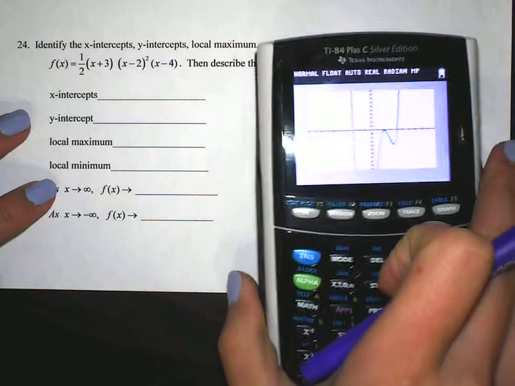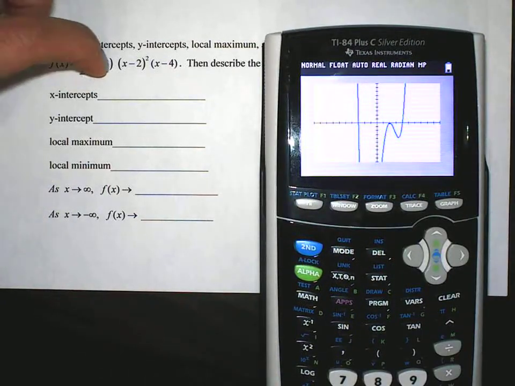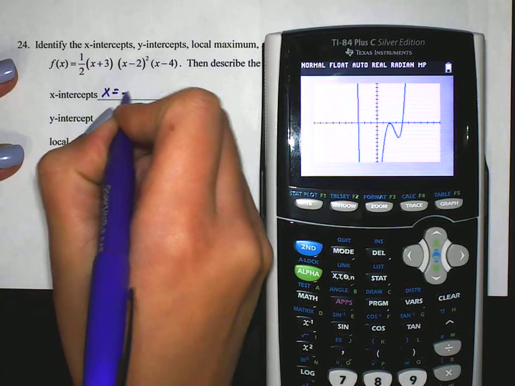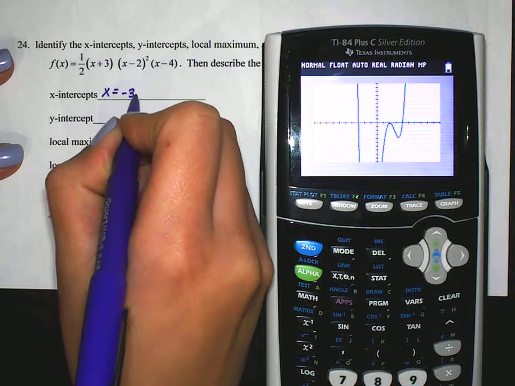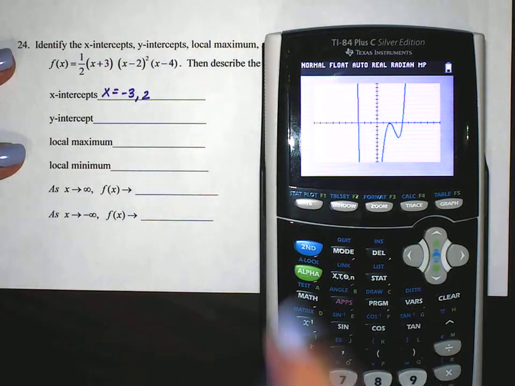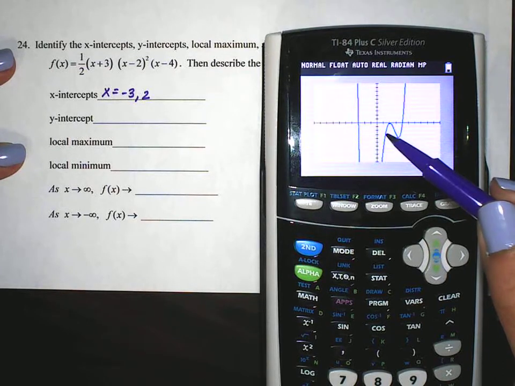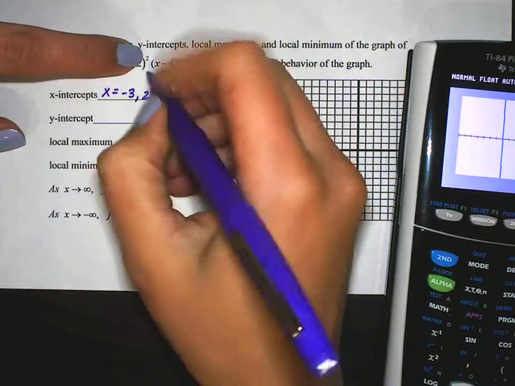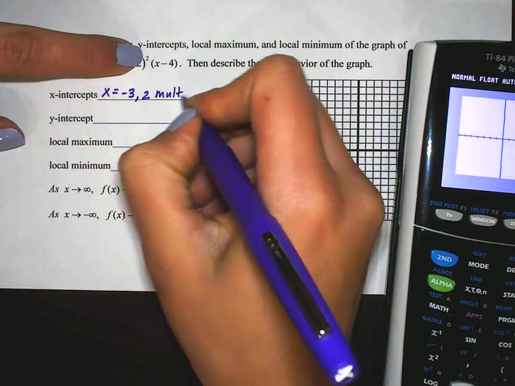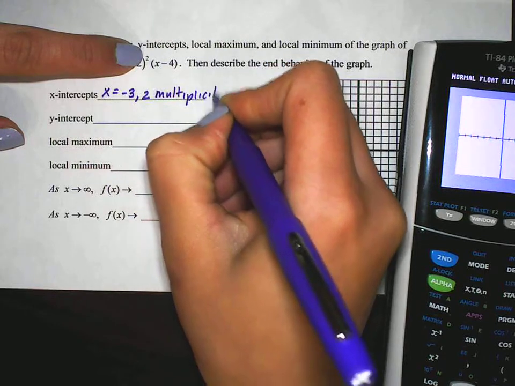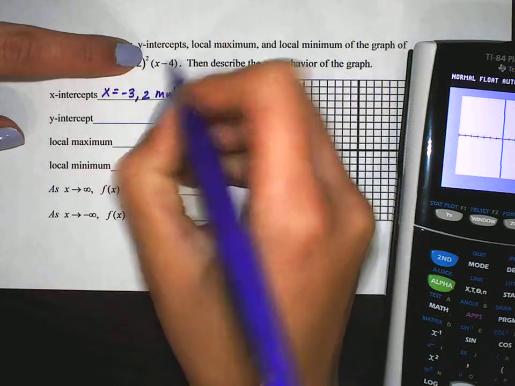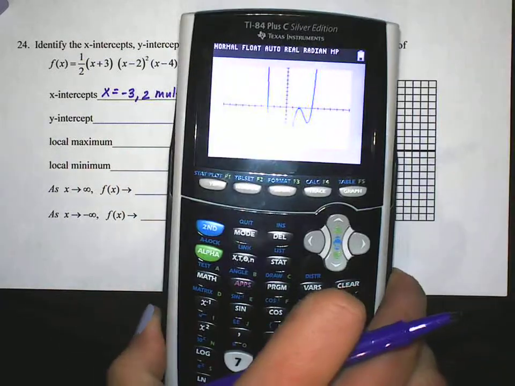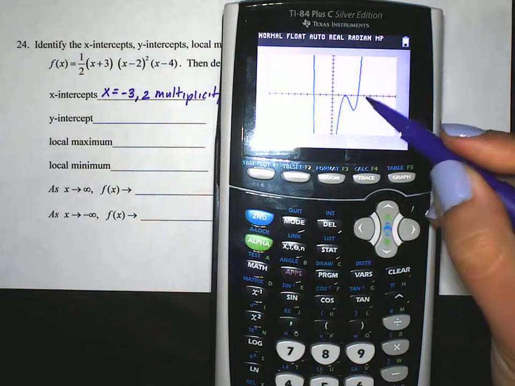Remember x-intercepts, there's tons of different ways you can do it. Since it's in factored form, you set each of these factors equal to 0. So x equals -3, x minus 2 equals 0, so x equals +2. And the thing with +2 is if you look at your graph, it bounces. So that's an even multiplicity. It has a multiplicity of 2. Okay, so I'm going to put multiplicity of 2. And I also have, if I set x minus 4 equals 0, I get 4. You can clearly see those three numbers on your calculator, on your graph.